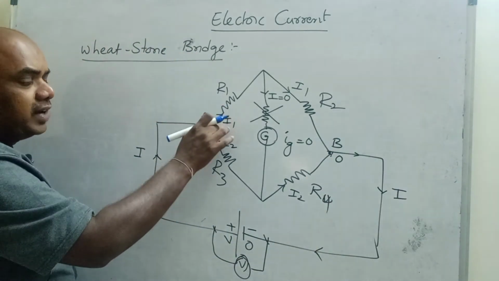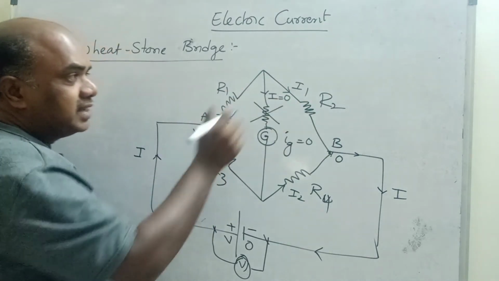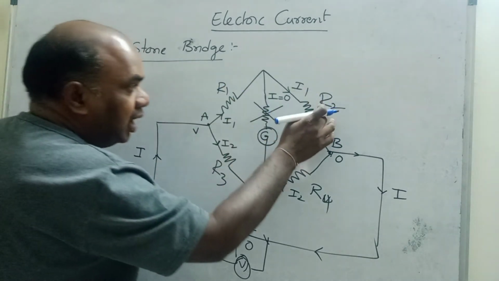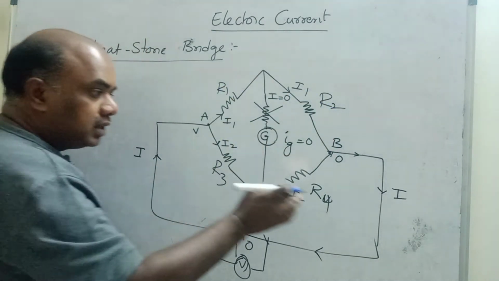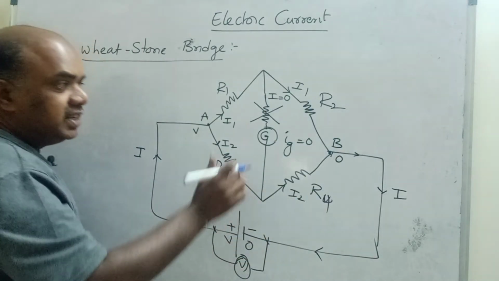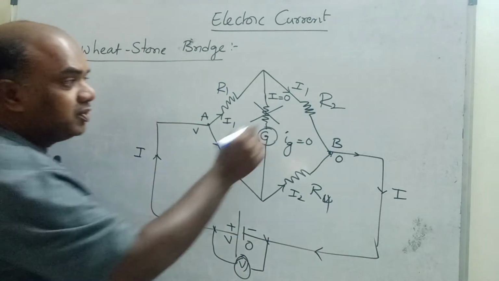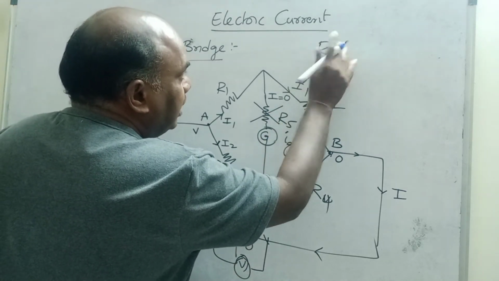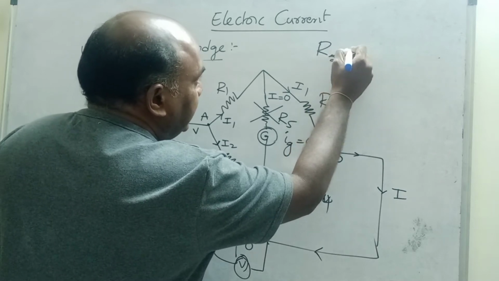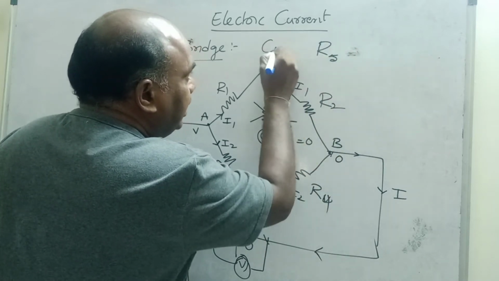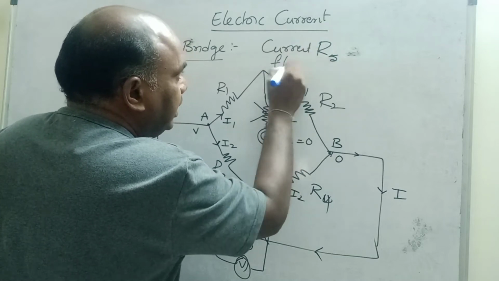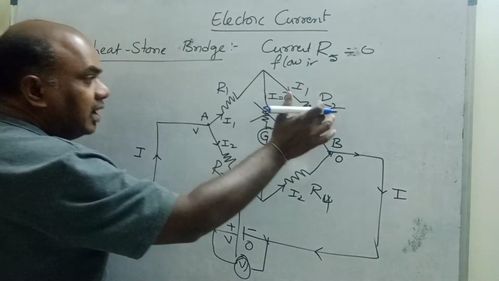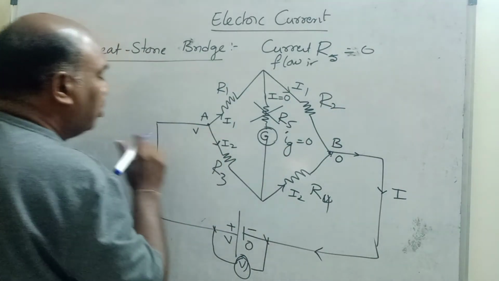Now the flow of current is I1, directly I1 current goes this side. Here the current does not divide. Why? Because the ratio R1 by R2 is equal to R3 by R4. If this condition is satisfied, then current does not go through the fifth resistor. What is the current in the fifth resistor? The current flow in R5 is equal to 0 because the ratio R1 by R2 is equal to R3 by R4.